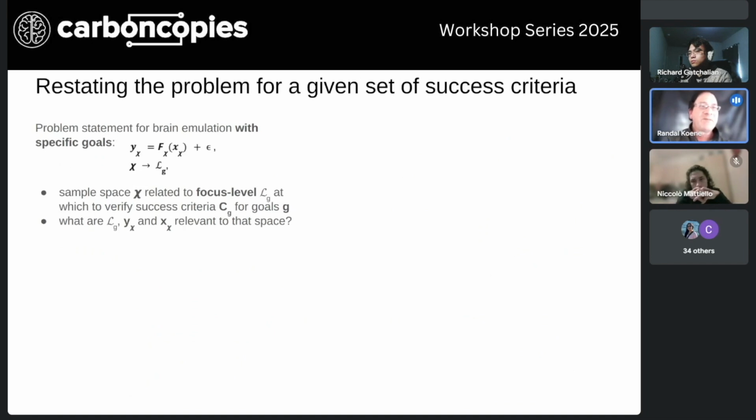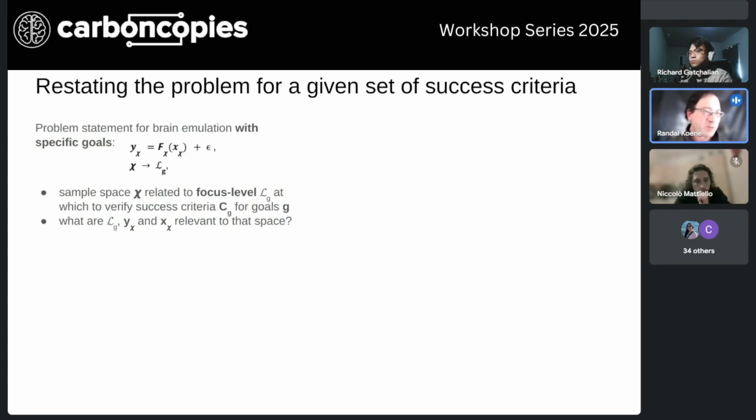Okay, let's begin to formalize the problem of brain emulation so that we can begin to clearly distinguish problem statements for brain emulation with specific goals and success criteria. So let the general form be what I'm showing here, y equals f(x) plus epsilon again, but this time of chi, where the subscript chi denotes a sample space relating directly to the particular focus level, that's this L_G, of emulation at which the majority of success criteria, C_G, for one's emulation goals, G, are to be verified.